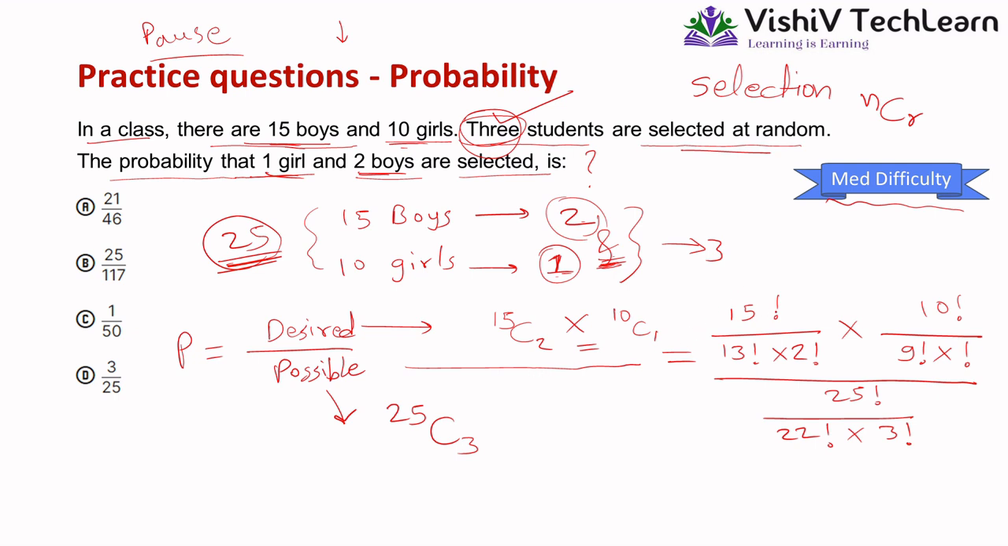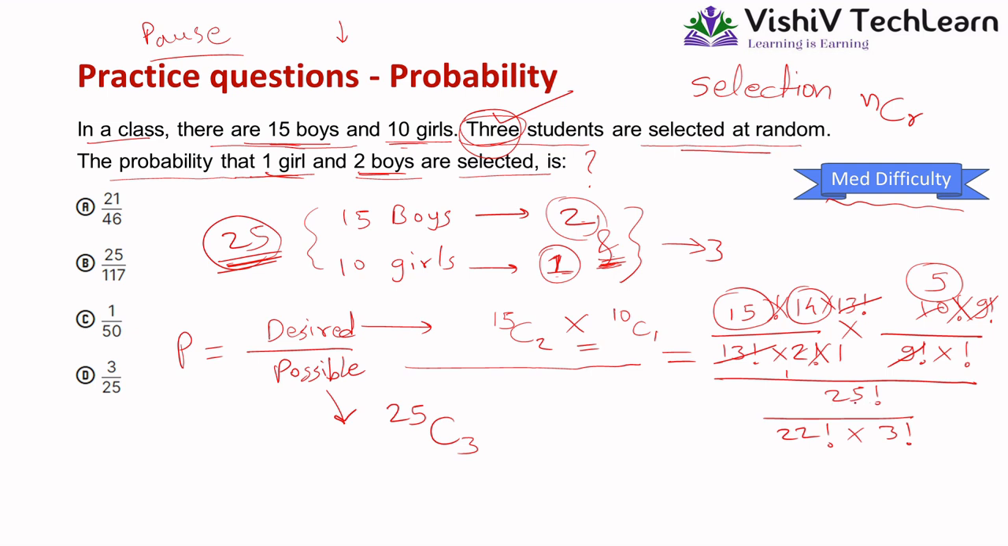Okay, now this 15 factorial can be written as 15 into 14 into 13 factorial. Let's do it here itself. 13 we can cancel. This 10 can be written as 10 into 9 factorial. 9 we can cancel. 2 factorial is 2 into 1. So 2 ones are 2, 2 5s are 10. So in the numerator, what is remaining? This 15 is remaining and 5 is remaining. And this 14 is also remaining. Correct? Now let's talk about denominator.